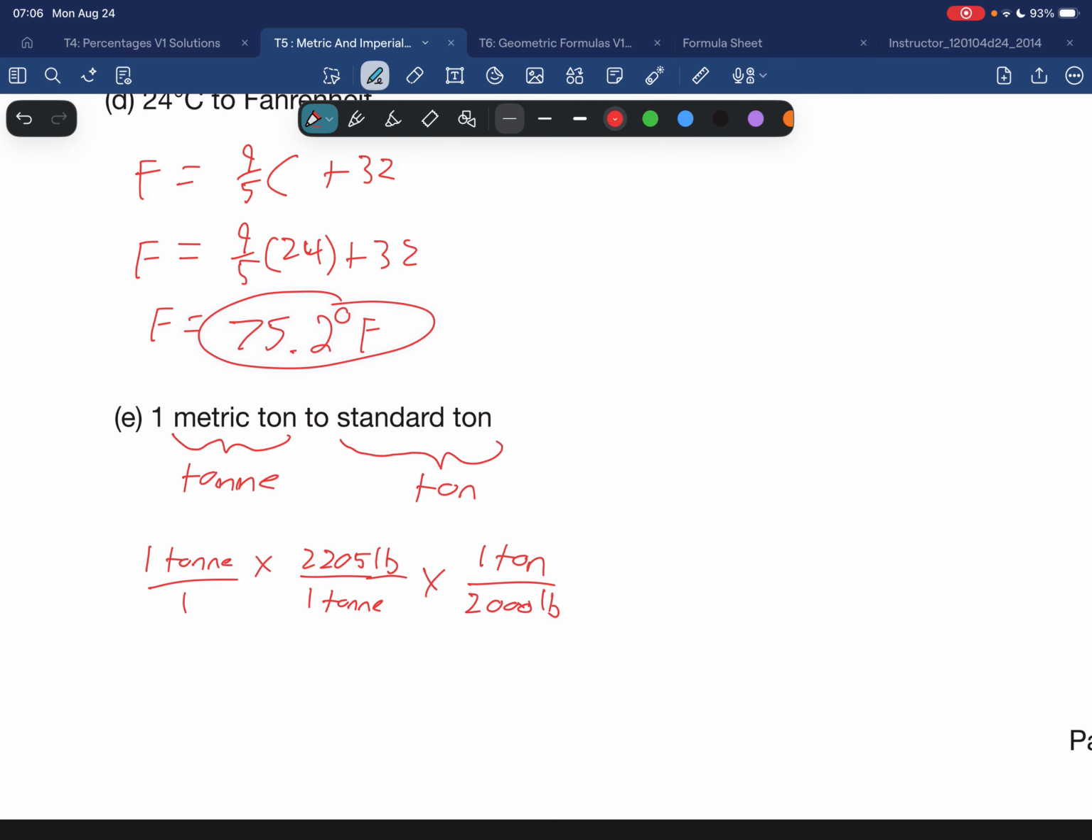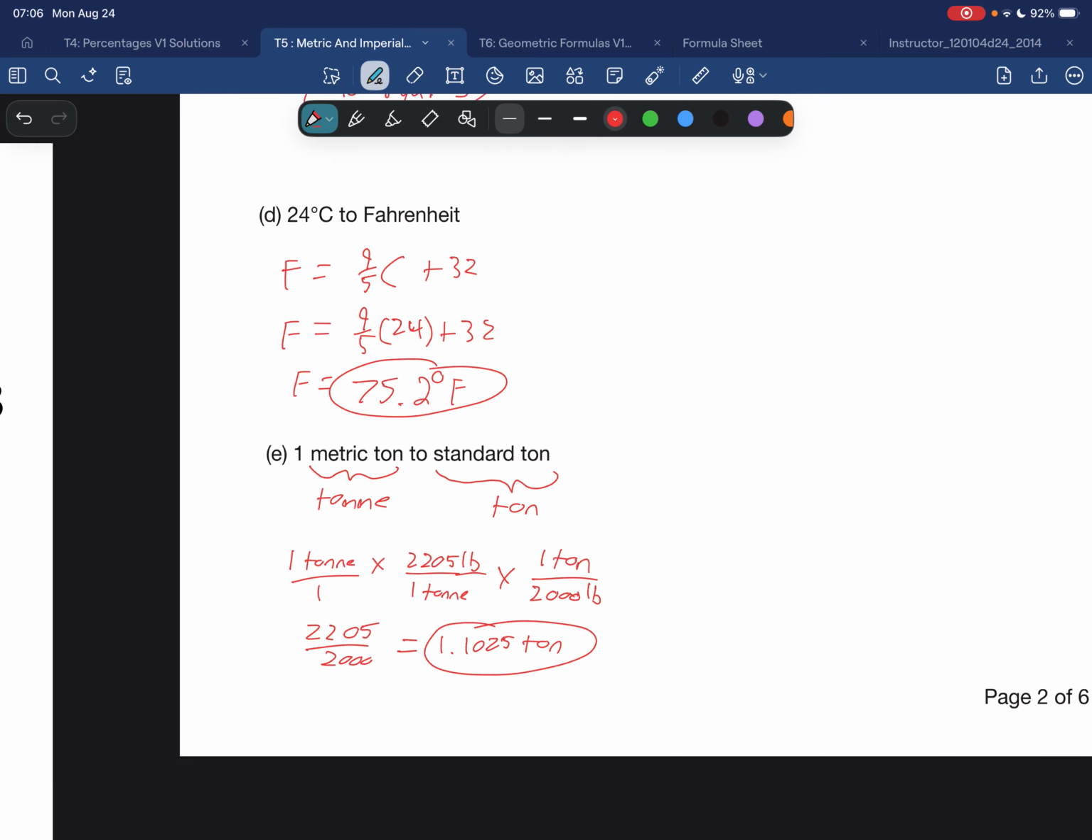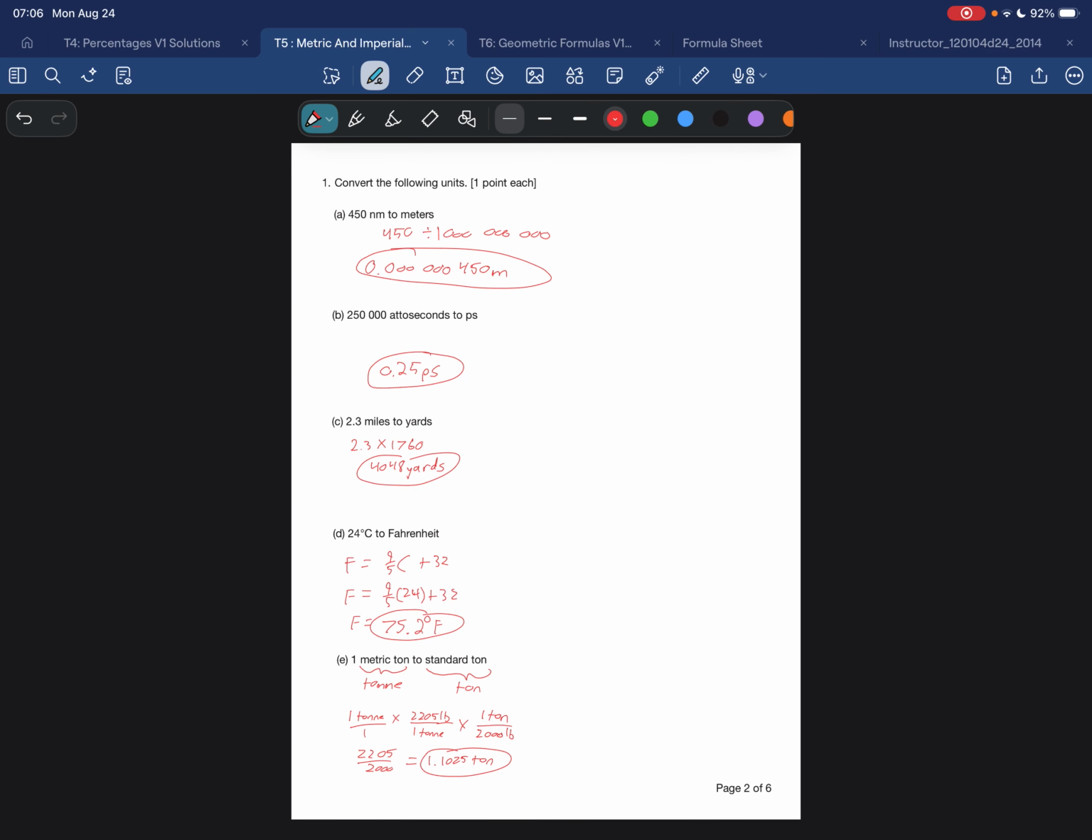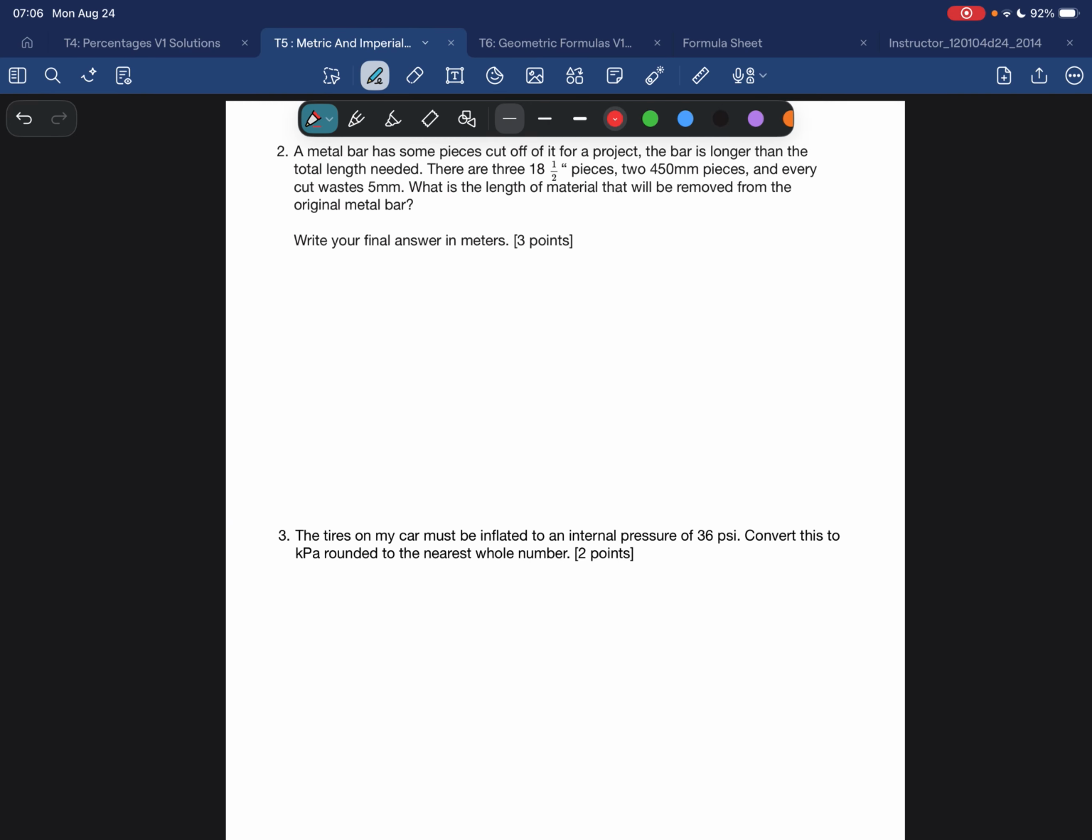So what this ends up being equal to is just 2205 over 2,000, which gives us 1.1025 tons as our answer. So that was question 1, parts A through E. Question 2.